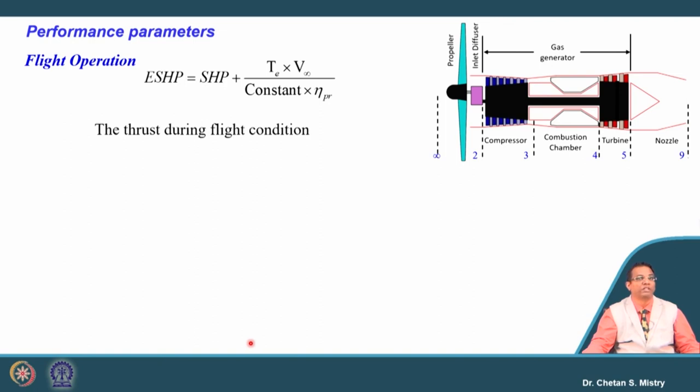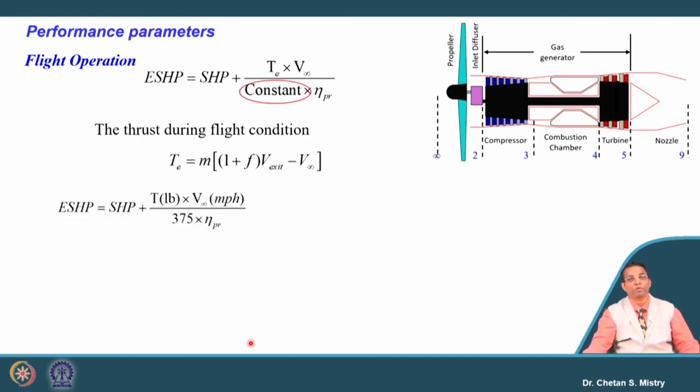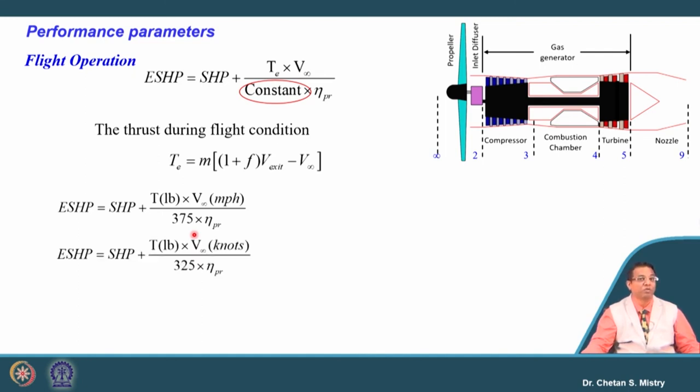This constant depends on what kind of flow configuration we are selecting. Suppose I consider equivalent shaft horsepower, if I am taking that in pound and miles per hour, then the equation will be like this. In the denominator, we will have the constant 375. If I am considering pound and knots, then the denominator constant will be 325. And if we have pound and foot per second, then we will consider 550. So these are all the formulas to calculate equivalent shaft horsepower.